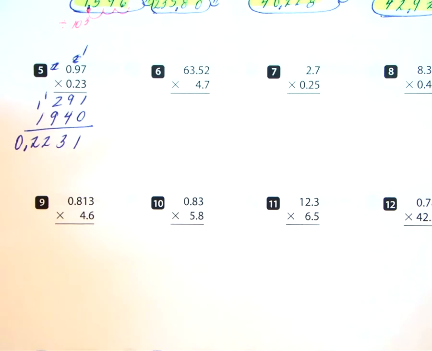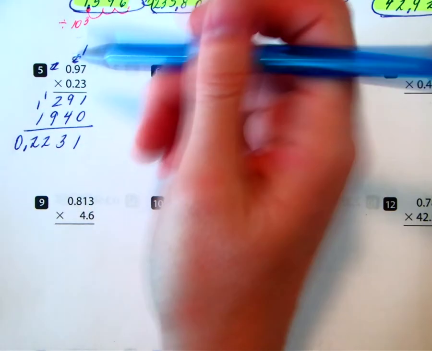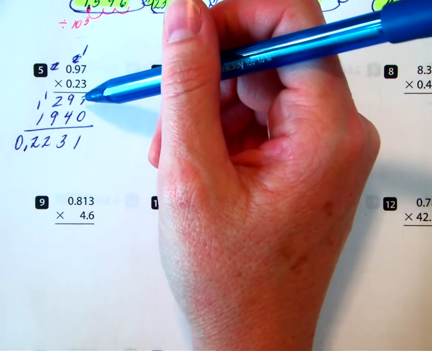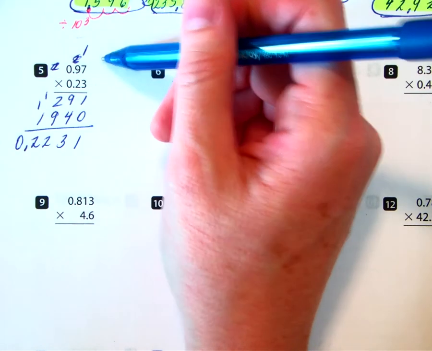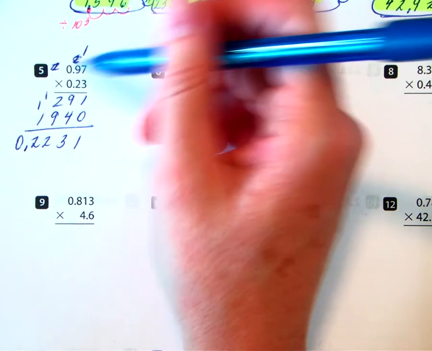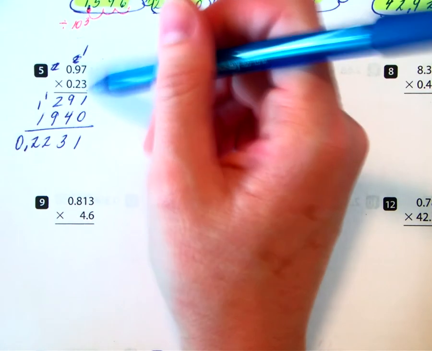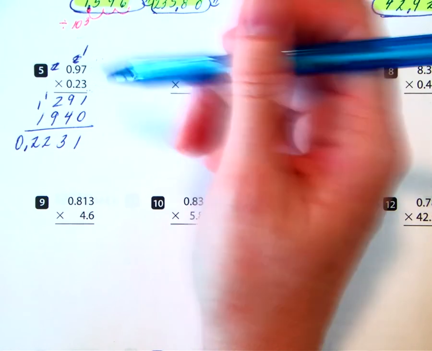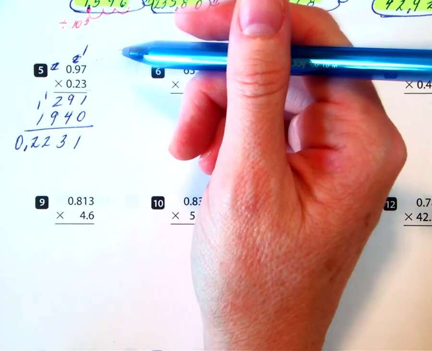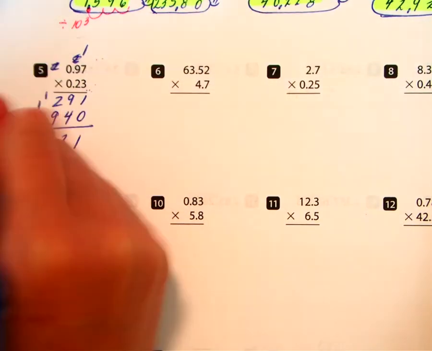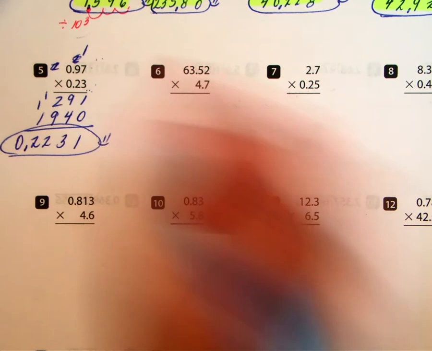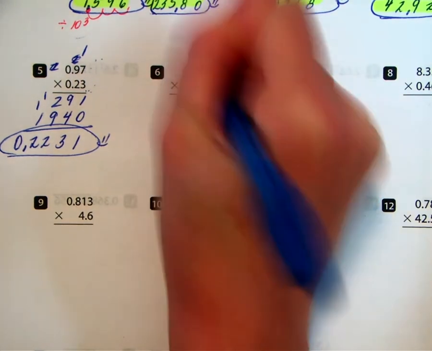Some people wonder why this answer ends up being so small. If you think logically about this problem, you have a part of a part. This is a part and this is a part. Neither one of these are wholes. You have a part of a part. It should be very tiny. You have a portion of something that's already small. All right, moving right along.